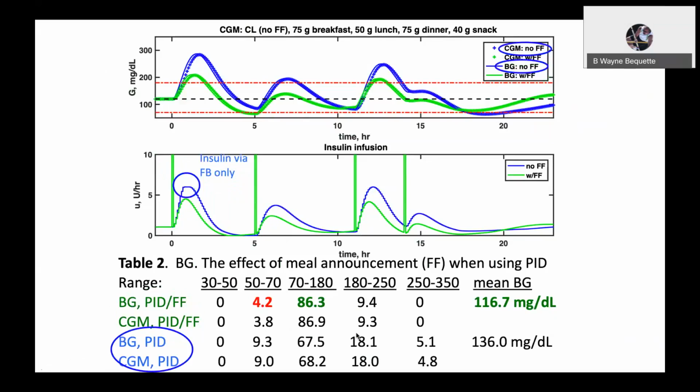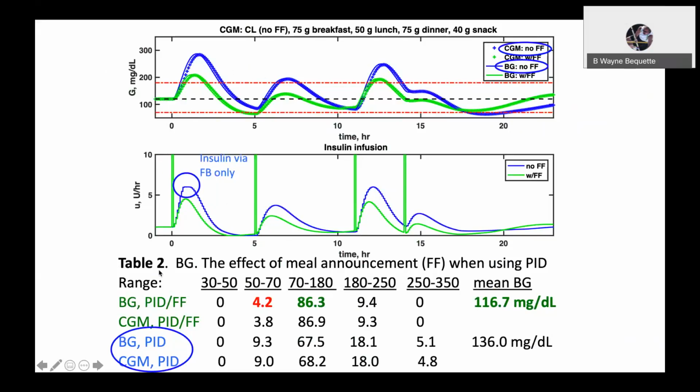Then what we've added here is the study shown in blue where we don't use the meal announcements. So there's not an insulin bolus given at mealtime. So then the integral action of the controller has to bring insulin up higher each time after the meal. And clearly the performance is not as good. You can see both the actual blood glucose as well as the sensor reading spending a lot of time above the desired range of 70 to 180 milligrams per deciliter.